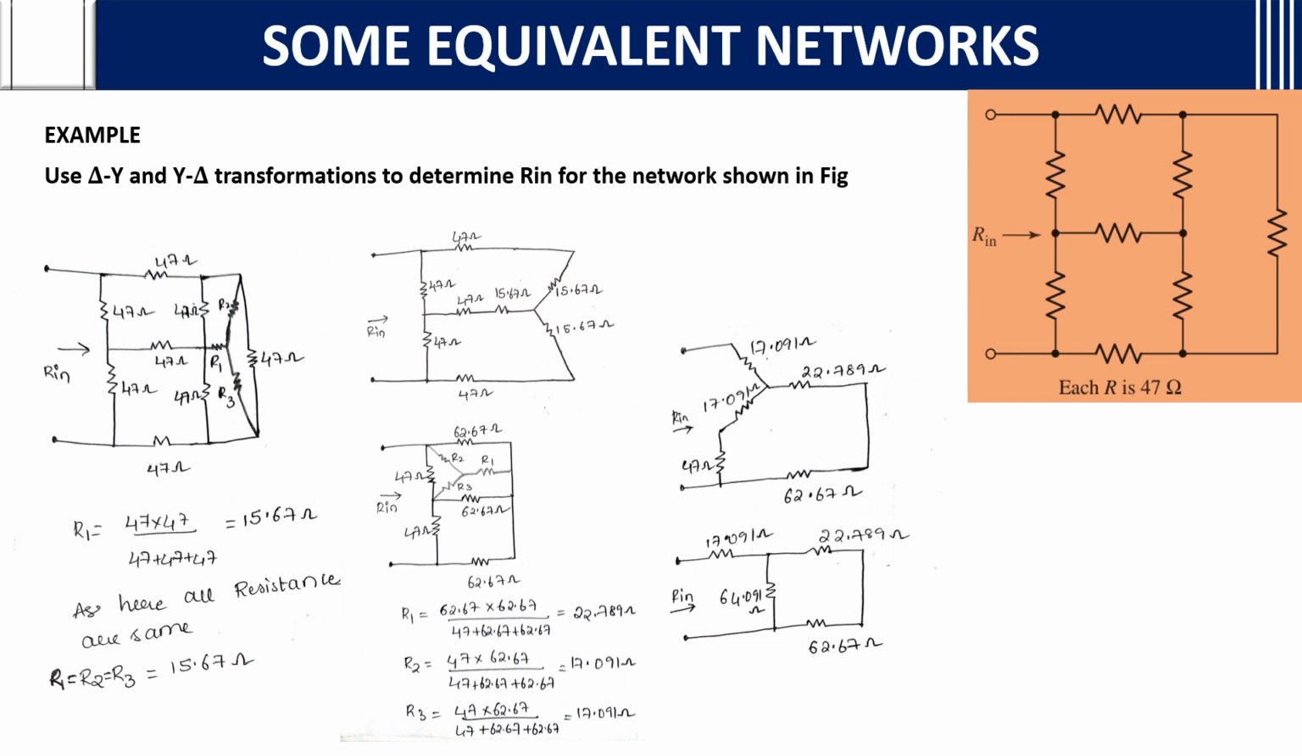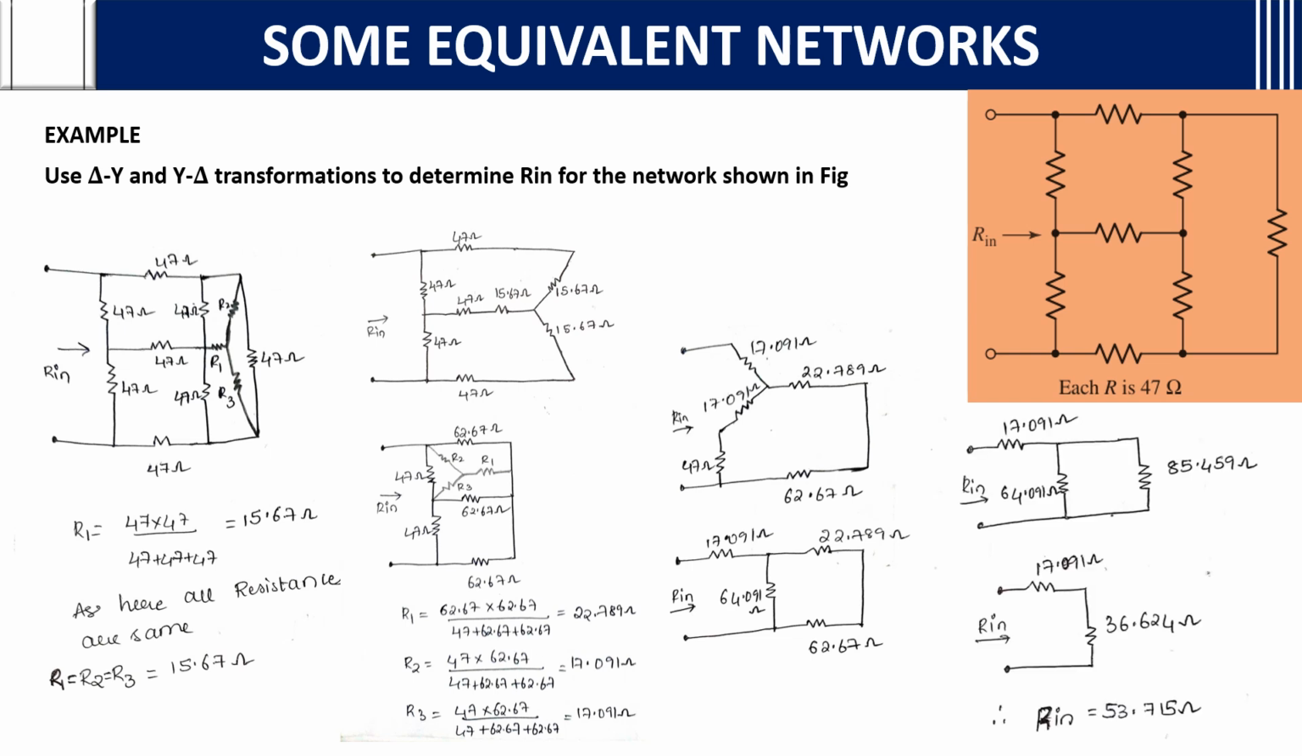If you see here, these two resistances are in series and these two resistances are in series. As they are in series, you add up. After adding, this 17.091 will be the same, and as these two are in series, you will add up. So 64.091, and here 22.789 and 60. Here again this is in series, no? If you add, it is 85.459.